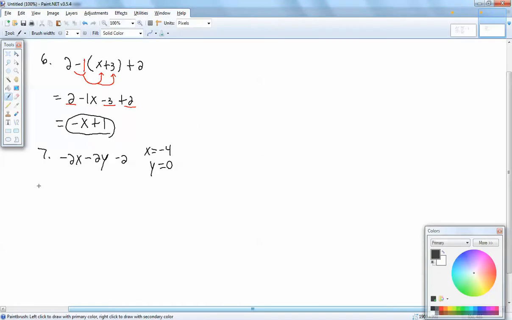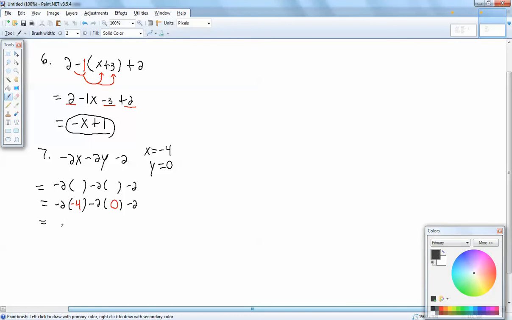Well, to evaluate the expression, your first step is to always go through, you put parentheses where your variables are. Everything else remains exactly the same. The negative 2 there, negative 2 there, negative 2 there. Then your next step is you want to plug in the values that they give you. They told us x is negative 4, so where our x was, we're going to put in a negative 4. They told us our y was 0, so where our y was, we put in a 0.